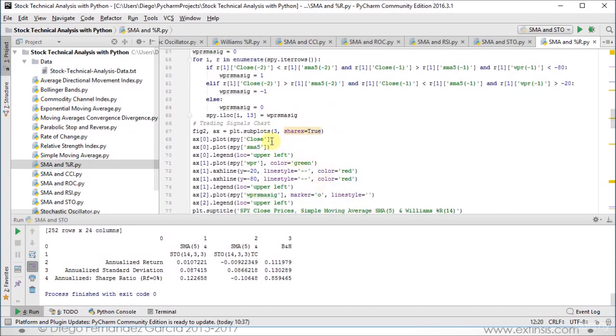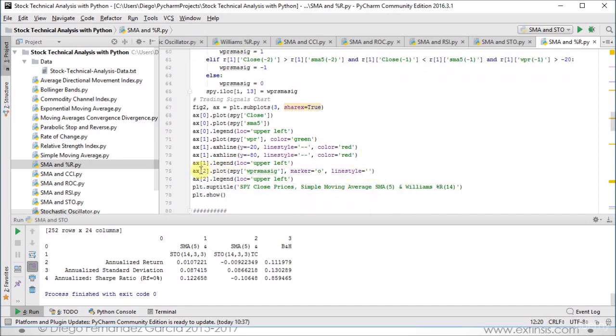Then we create our chart here, which is three of them, three subplots. The first one at position 0, close prices and simple moving average. The second one at position 1, we have Williams percentage R colored in green, and the two horizontal lines at -20 and -80, line style dash and red, so they are the corresponding thresholds which can also be modified according to your needs. And finally, we have the last subplot at position 2 with our corresponding signal with the marker of O, or dotted type of marker, line style blank, so there's no lines connecting the dots. And we have the corresponding title of this chart, which is SPY close prices, simple moving average SMA 5, and Williams percentage R 14 days.